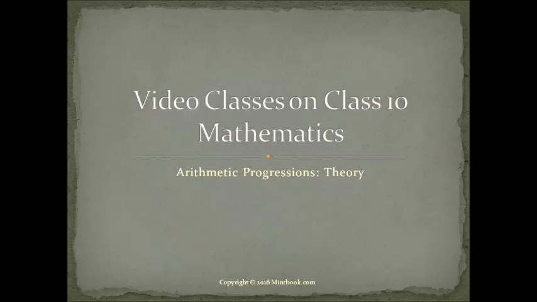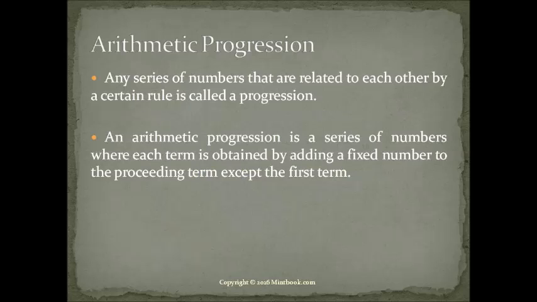The topic for today's mathematics teleclass is arithmetic progression. Now let's begin. Any series of numbers that are related to each other by a certain rule is called a progression. An arithmetic progression is a series of numbers where each term is obtained by adding a fixed number to the preceding term except the first term.